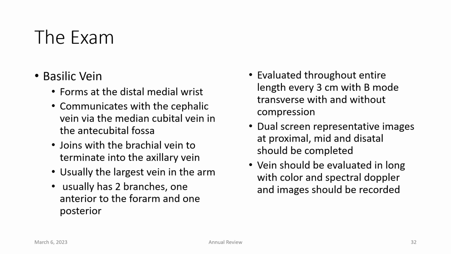You would evaluate them in B mode transverse, compressing every 2 to 3 centimeters, taking representative images of proximal, mid, and distal from the wrist to where it confluences with the brachial, and that will give you a full assessment of that vein. Once you've assessed it in transverse with and without compression, then you would want to assess it in long B mode, in long with color, and in long with color and spectral at proximal, mid, and distal regions.